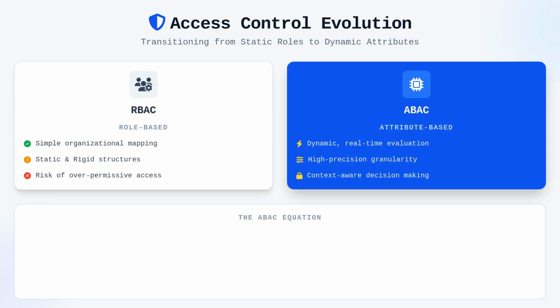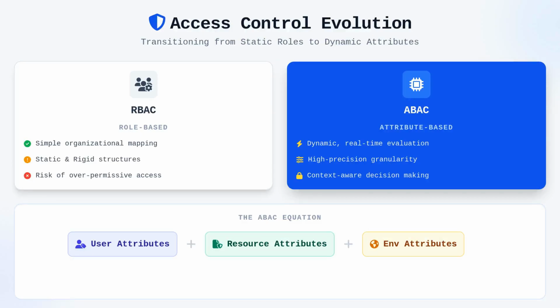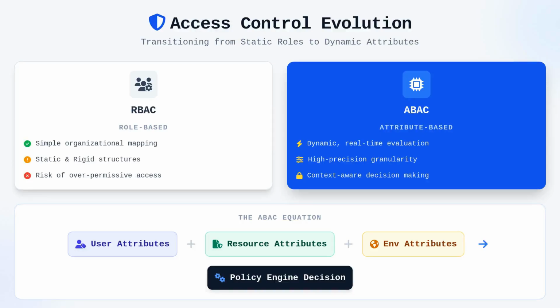Think of an attribute as a variable in an equation. A user might have a clearance level, a department, and a current device posture, while a resource might have a sensitivity classification or a required compliance standard. When a request is made, the policy engine evaluates these variables in real time, allowing for a level of granularity that rigid roles simply cannot match. This creates a functional bridge between a simple permission request and a decision that understands the nuance of the current state of the network.